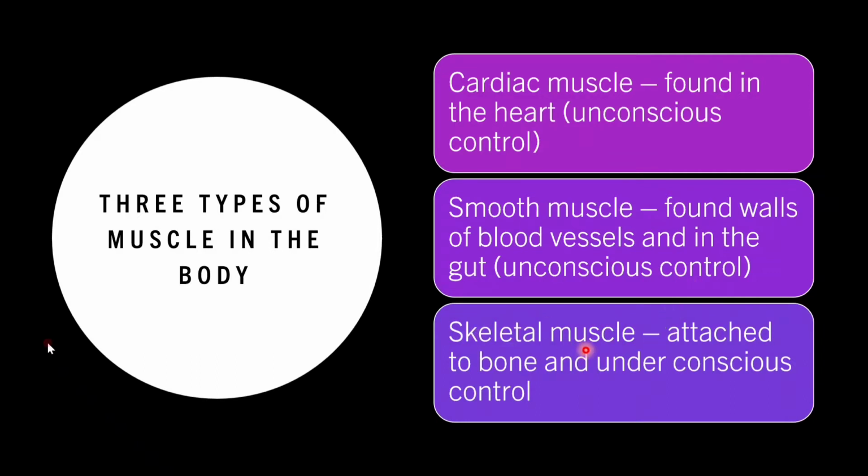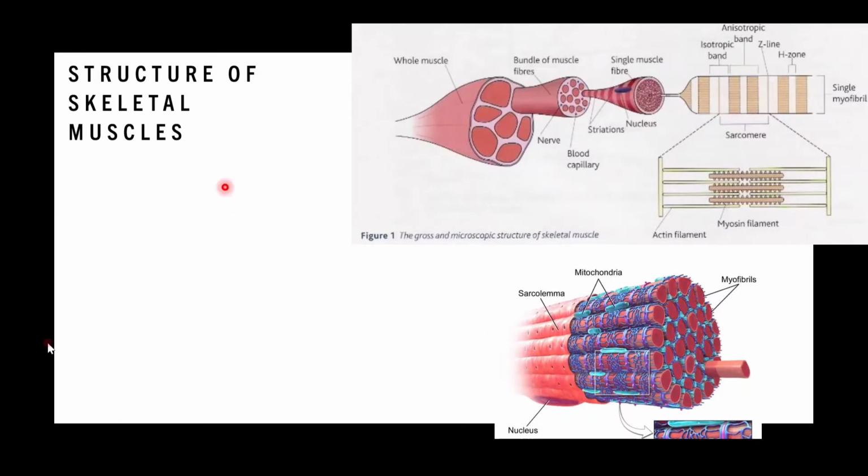And then we have skeletal muscle, which is the subject of today's video. This is attached to our bone and it's under conscious control. This is what allows us to move. Skeletal muscle is what we have in our arms, our legs, in all of our limbs, which allows us to control our movement. First we're going to look at the structure of our skeletal muscles.